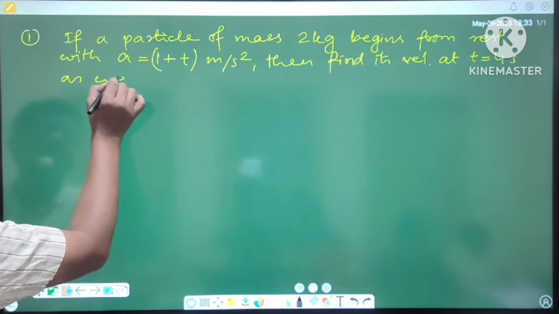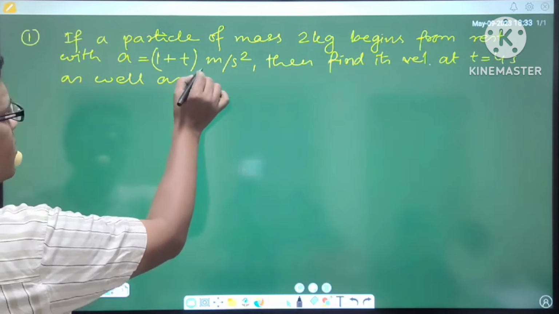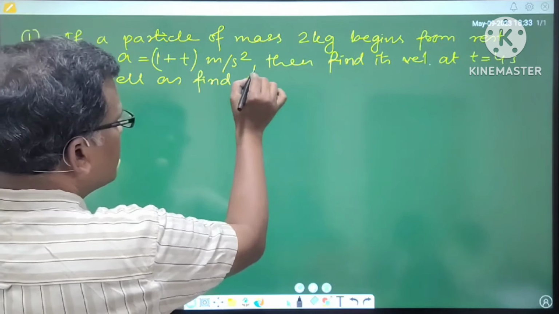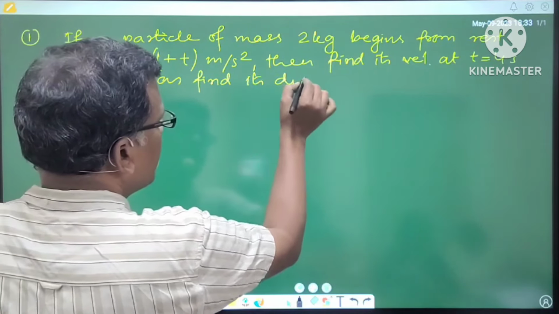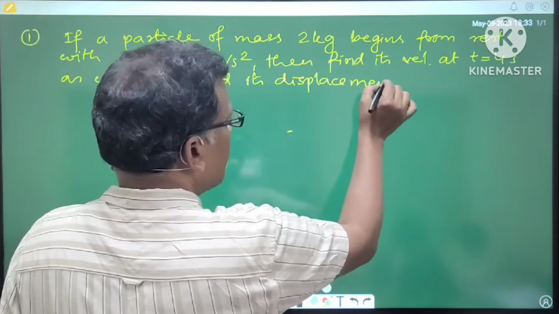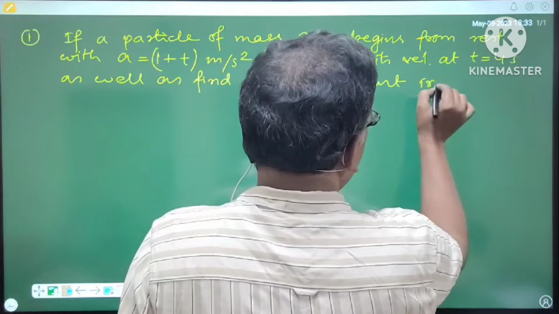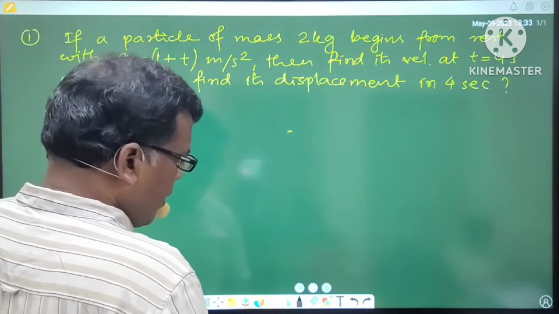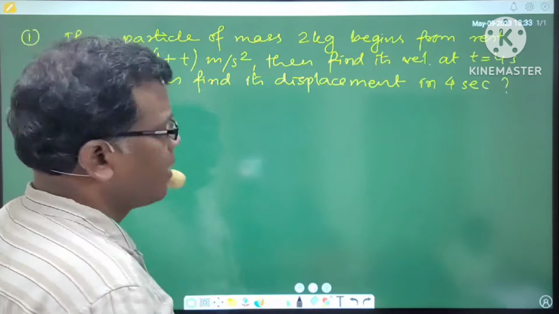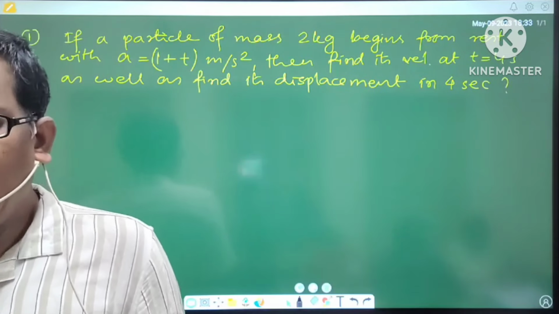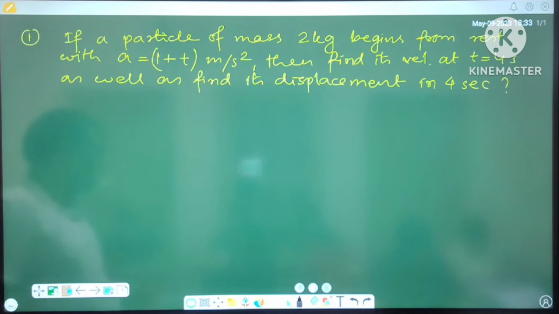as well as find its displacement. Find its displacement in 4 seconds. So I have given you the acceleration information which is depending on t.